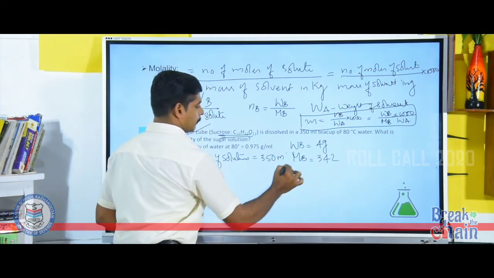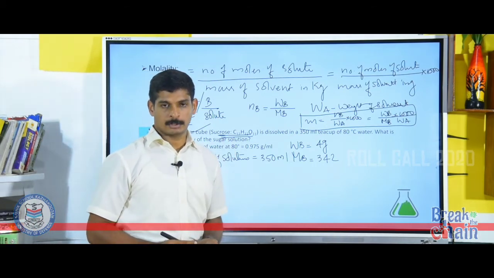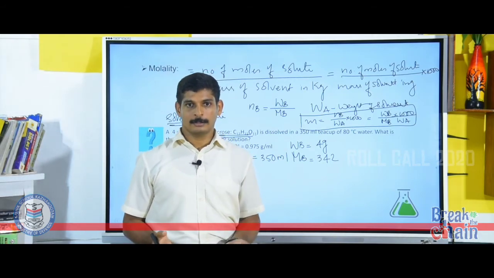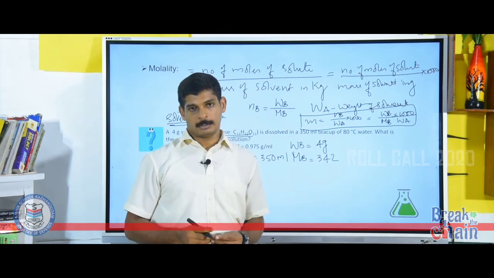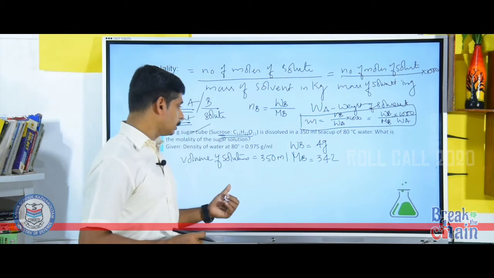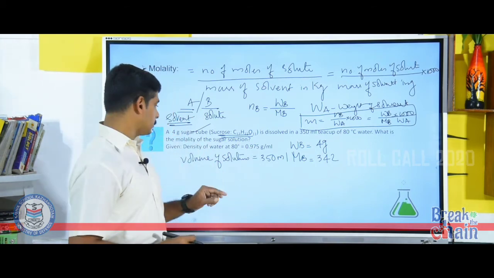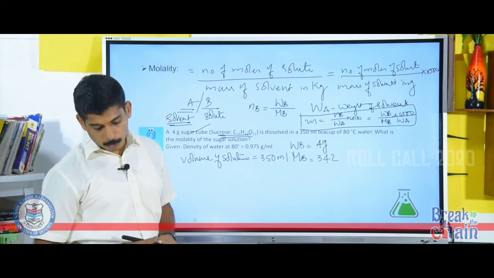350 ml. But you are asked to find the molality of the solution. To find the molality, what do you actually require? You require the mass of the solvent. But you are given the volume of the solution, and at the same time you are provided with the density.